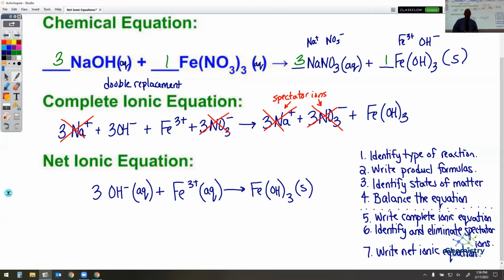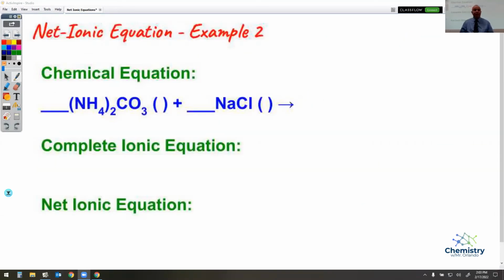Let's take a look at our second example. In this reaction, we have ammonium carbonate reacting with sodium chloride. So, in this case, the first thing that we want to do is identify this as a double replacement reaction. Next, we're going to identify what our products are. So in this, ammonium is going to combine with chloride, and sodium is going to combine with carbonate.